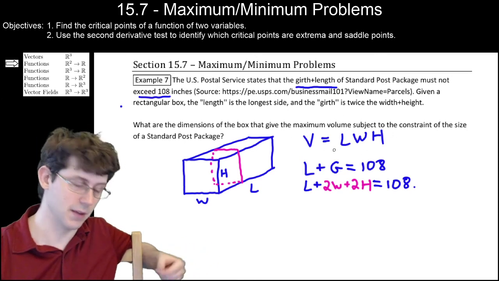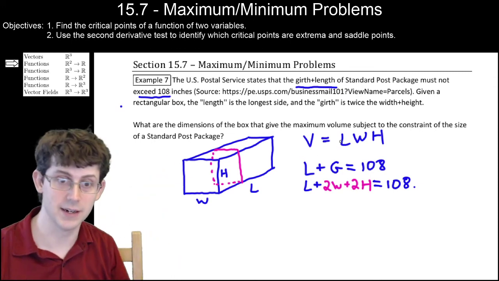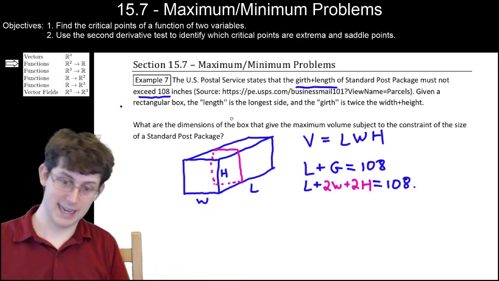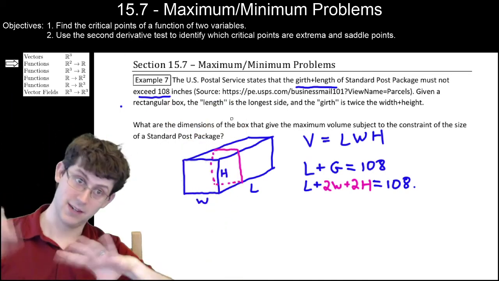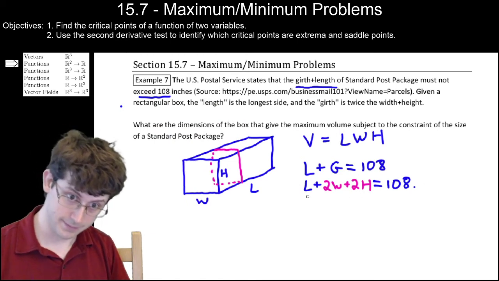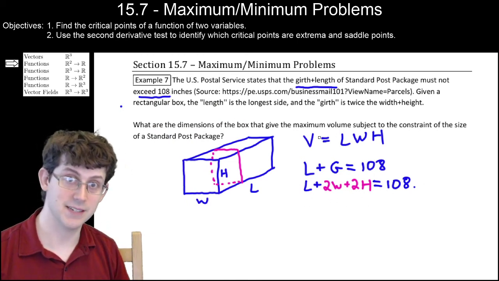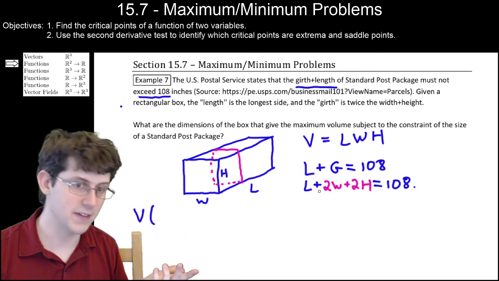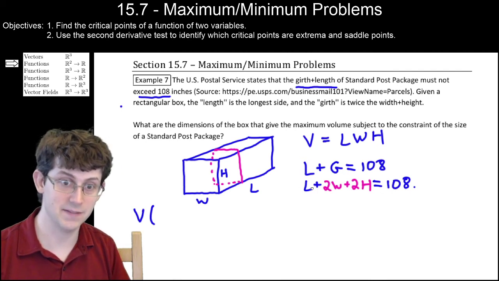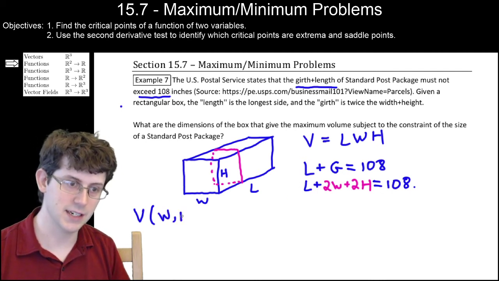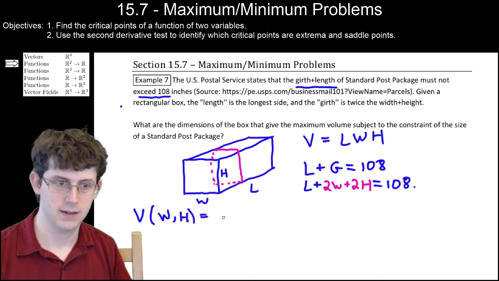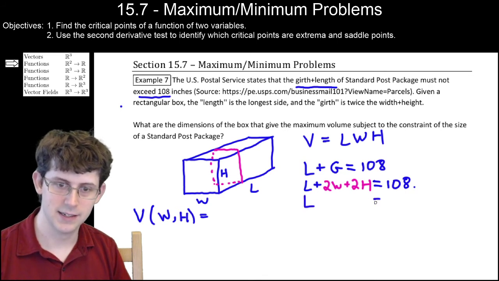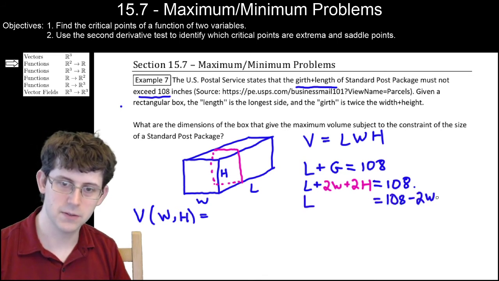In the previous problem, one of the points was on a plane and we had an equation for it. Here, the restriction is your box can't be massively huge. If it's really long, it can't be very far around. And if it's really far around, it can't be very long. We'll use this restriction to get our objective function down to 2 variables. You pick whatever variable you want to solve for, and here it's easiest to solve for L, so I'll get my objective function in terms of width and height. It's L times W times H, but L is 108 minus 2W minus 2H.